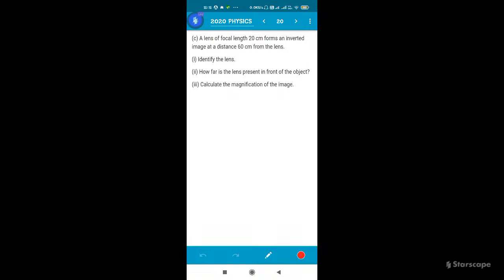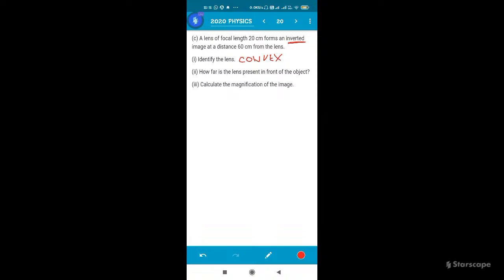So let's do it. The first thing which we have to do is you have to identify the lens. So in our question only we have been given the hint. The lens forms an inverted image. An inverted image is only formed by a convex lens. So the answer will be convex. Now we know for a convex lens that the value of f and the value of v is positive because it lies on the right hand side, and the value of u is negative.